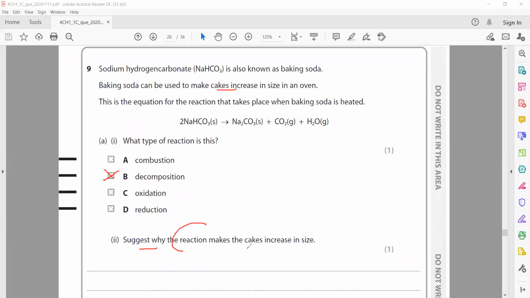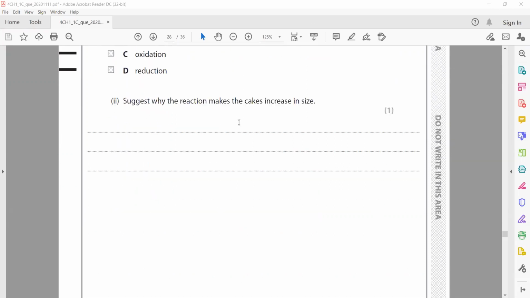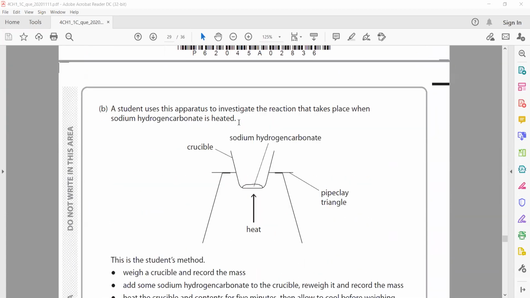Suggest why this reaction makes the cake increase in size. So why does the cake increase in size when you add baking soda? Because due to heat from the oven, it releases carbon dioxide. That's why the gas CO2 is released, and that's why the size of the cake will increase as well.